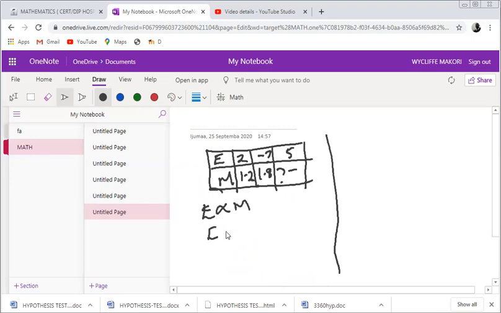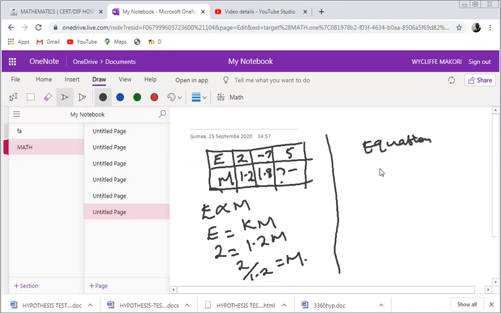Therefore, E is equal to Km. You come here where we have both E and M so that we can find the value of K. So E, which is 2, will be equal to 1.2 M. So 2 over 1.2 will be the value of K. The equation here now will be E is equal to 2 over 1.2 M.